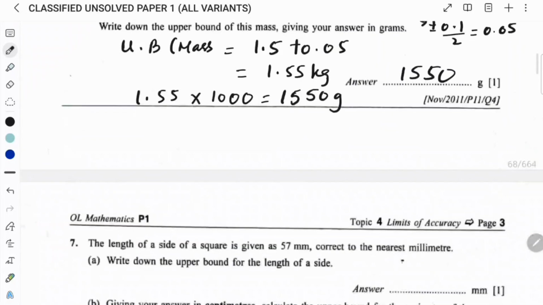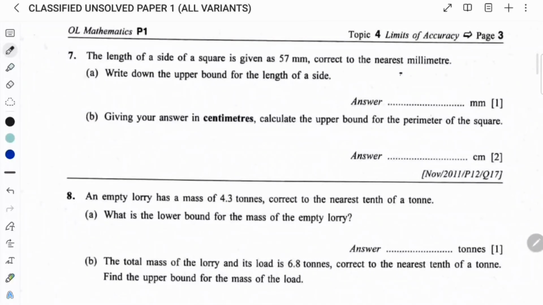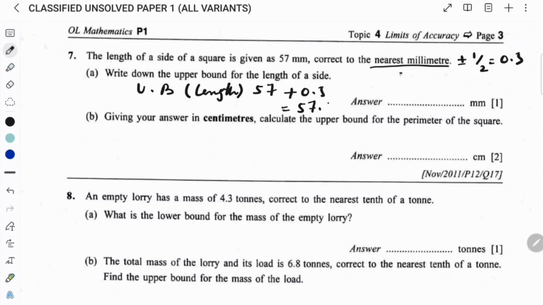All right, the next question, number 7. The length of the side of a square is given as 57 millimeters, correct to the nearest millimeter. Nearest millimeter means plus or minus 1 over 2, that is 0.5, which you add and subtract to get the upper and lower bounds. I am explaining in every question what to add or subtract, so you can easily understand. Write down the upper bound for the length of a side. The upper bound is 57 millimeters plus 0.5, which is 57.5 millimeters.